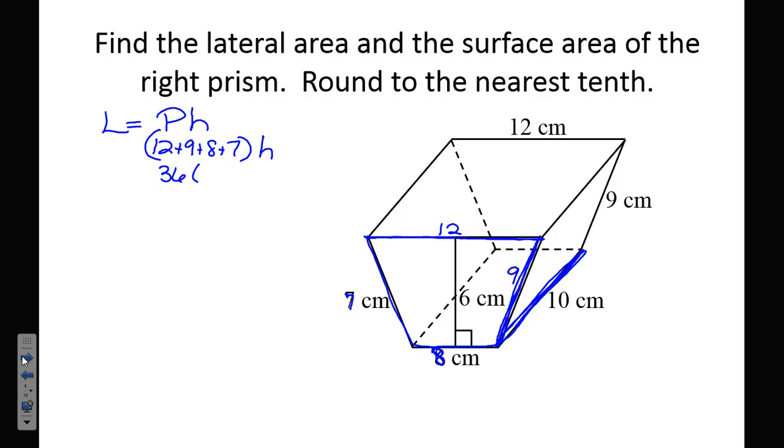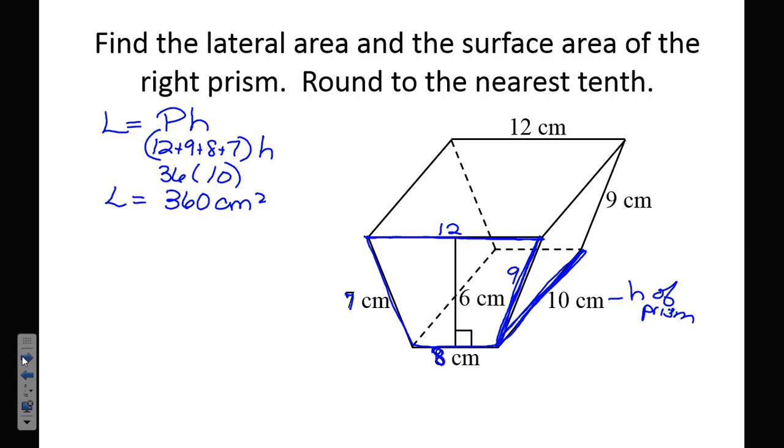So this is going to be 10. This is my height of my prism. Okay. So what's 36 times 10? 360. That's my lateral area. Those are all of my rectangles. I think that's faster than taking 10 times 9 and 12 times 10 and 7 times 10 and 8 times 10.